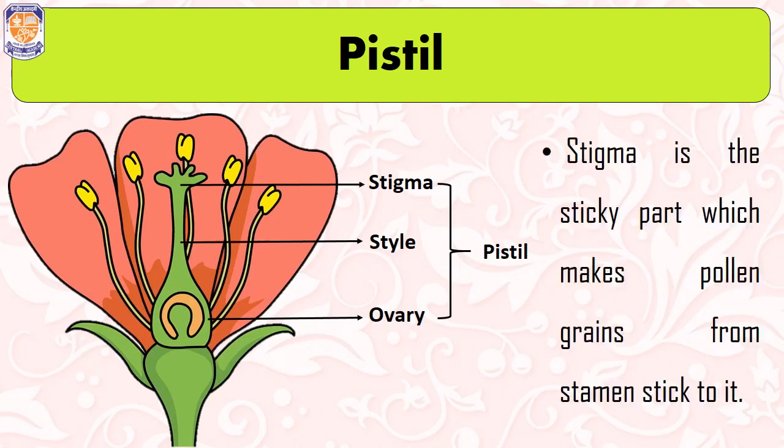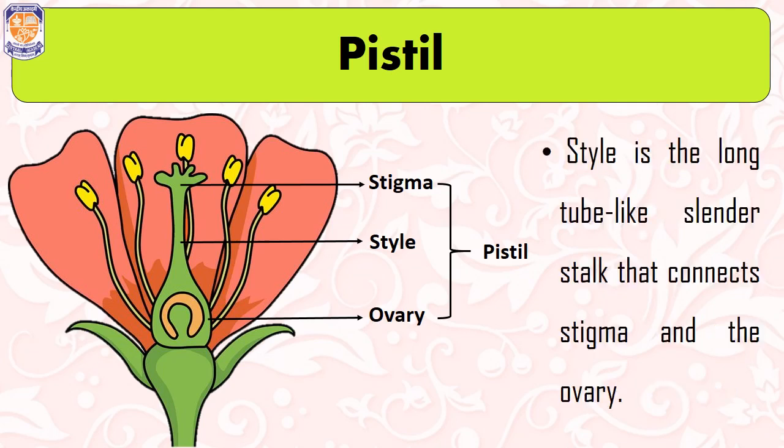First, something about the stigma. Stigma is the sticky part which makes pollen grains from the stamen stick to it. We have discussed that the powdery substance produced by the anthers is known as pollen grains. The surface of the stigma is sticky. Because of its sticky surface, the pollen grain is able to stick to the stigma, and later on the pollen grain travels from the stigma to reach the ovary.